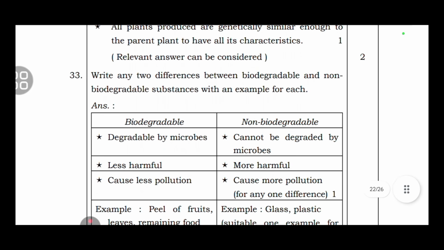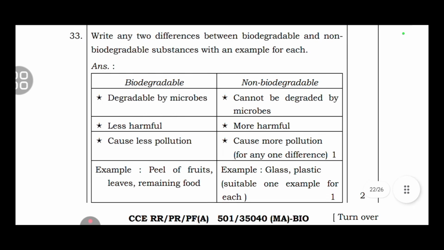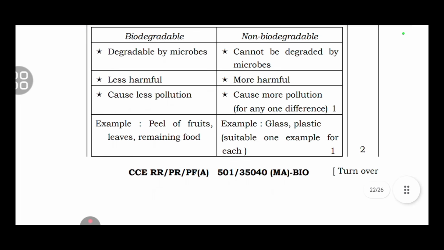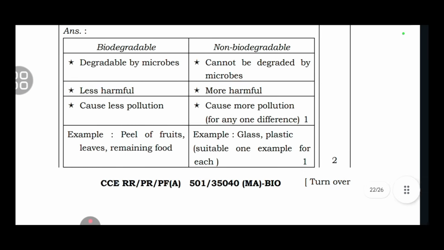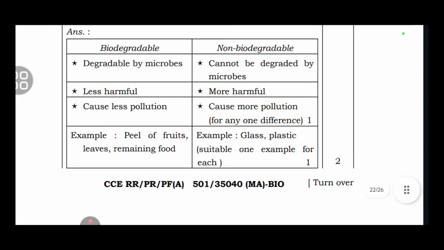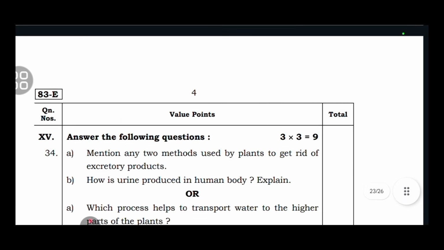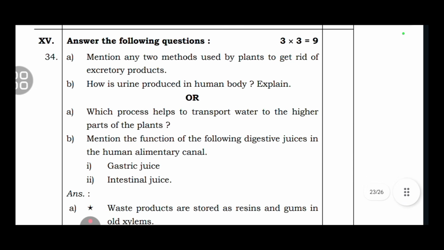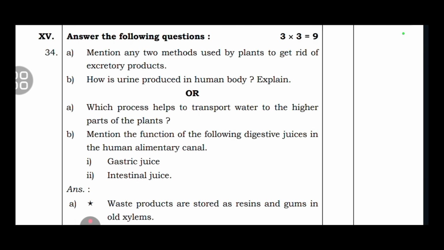Write any 2 differences between biodegradable and non-biodegradable substances with an example for each. These are the differences. Here they have given 3 differences and 1 example. You can write those for getting 2 marks. The example is asked for 1 mark. Coming to the answer the following questions for 3 marks.